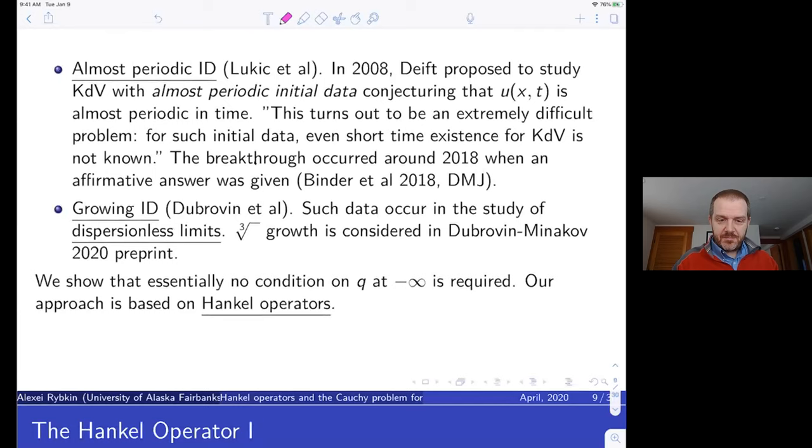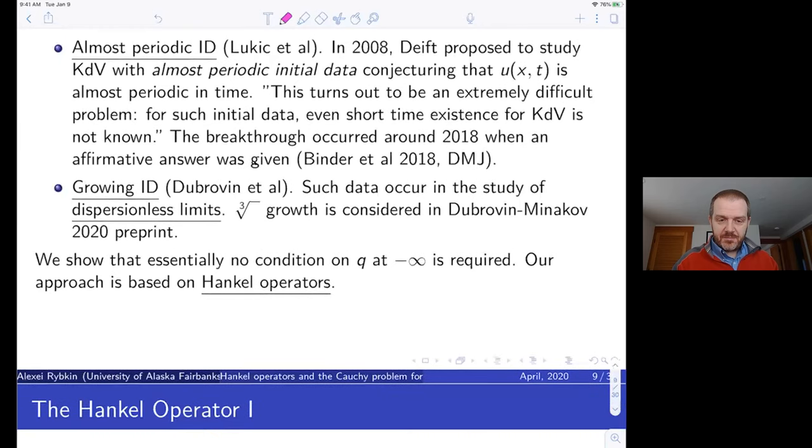It was the last project by the late Dubrovin, and he was interested in initial conditions which are growing as a cubic root. One may doubt the physical nature of such initial data, but such equations pop up when you study dispersionless limits of the KdV equation, when you have to do transformations and your original profile turns into something which is not classical.